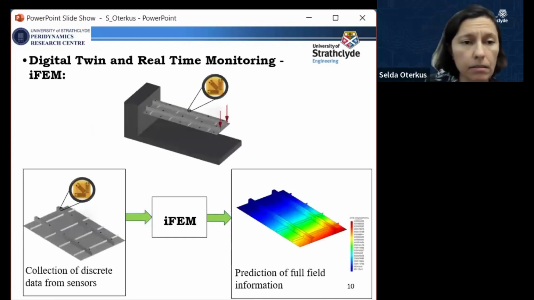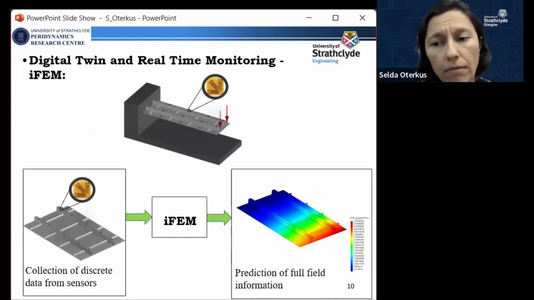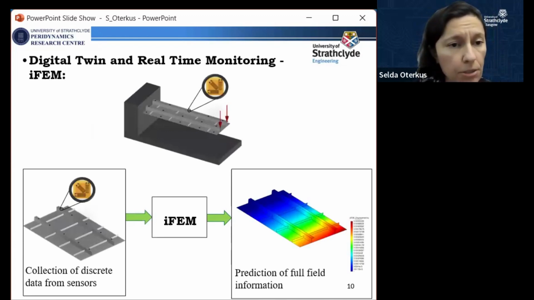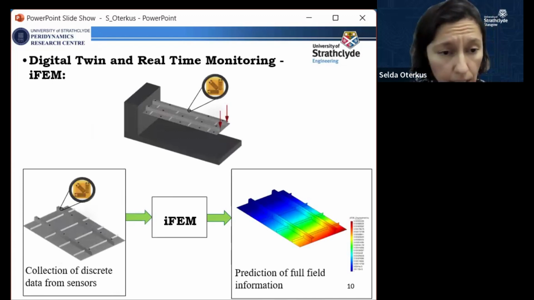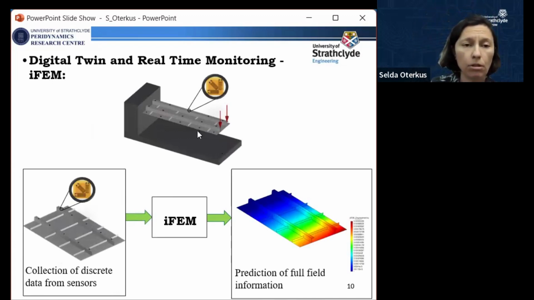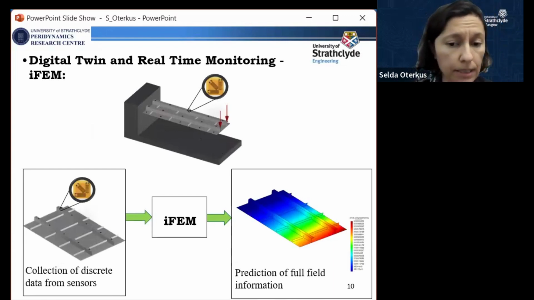And this is a simple representation of how we use IFAM. As you can see here as an example, we have a stiffened plate, and we located some strain gauges on top of it. And let's say we are collecting discrete sensor data in real time from our stiffened panel. And you can imagine that our marine structures are mostly made of stiffened panels. Let's say this is one of them.